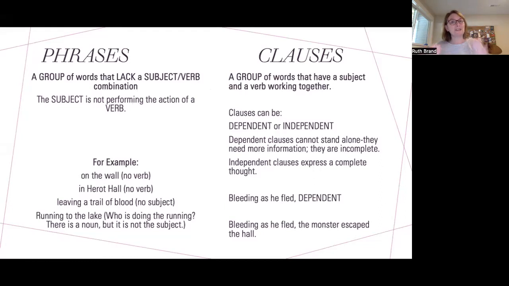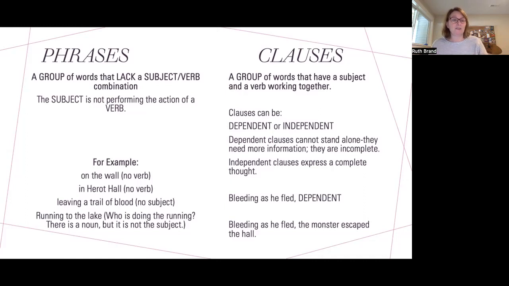Okay, so examples I think help this to come alive and not be so clinical and, I don't know, boring, I guess. Okay, so let's look at a couple examples of a phrase. On the wall. All right, so if I said on the wall, that's clearly a phrase. There's no verb there. There's a noun, wall, but it's not doing an action of a verb. So there's not a subject verb combo. They're not working together here. In Harriet Hall. Well, there's no verb. Well, like right there's what's happening in Harriet Hall. So that's just a phrase.